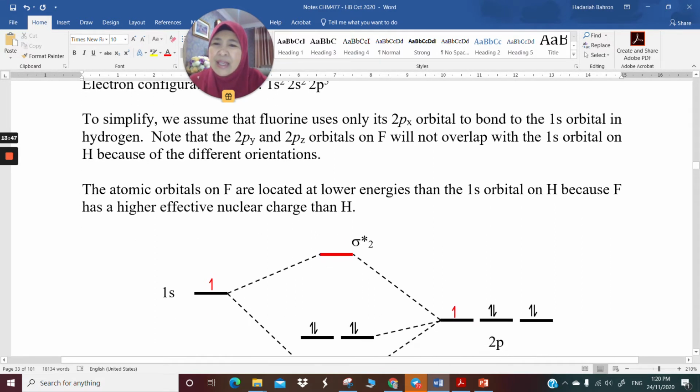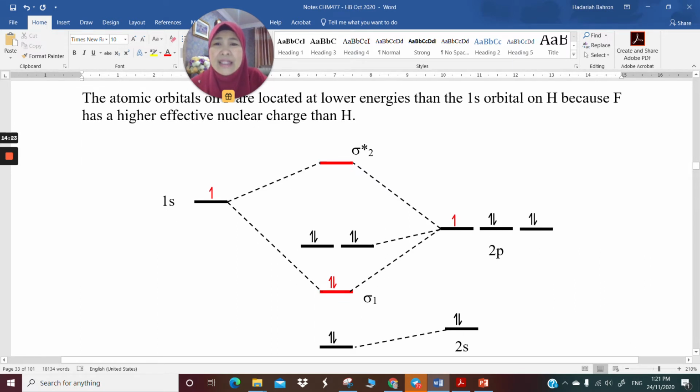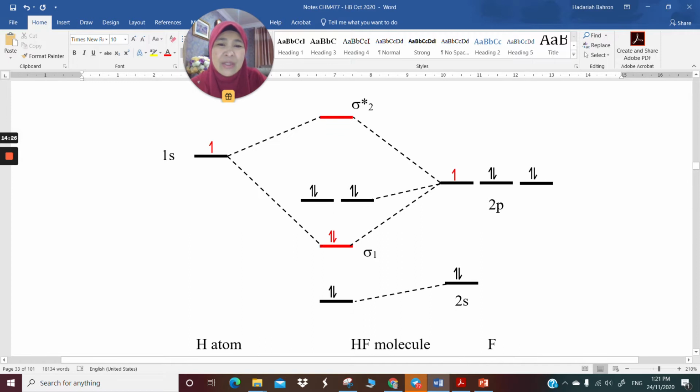Now, the atomic orbitals of F are located at lower energy than the 1s orbital on H because fluorine has a higher effective nuclear charge than hydrogen. Fluorine has more protons in it, so it's heavier. The energy levels of its orbitals will be lower than the 1s because the hydrogen has only one electron, one proton. It's not that heavy, and the energy level of 1s is quite high. So this is how it looks.